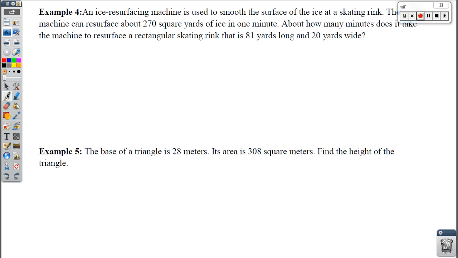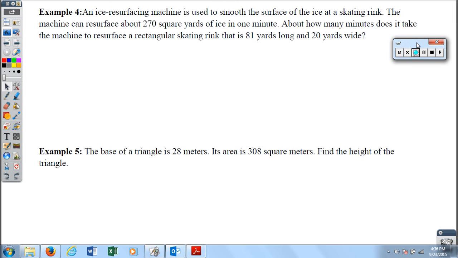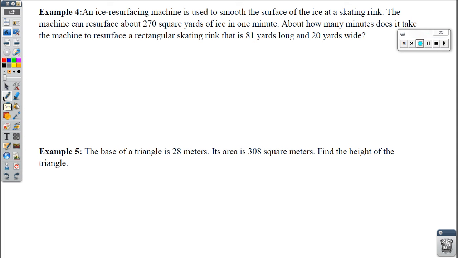Example 4. An ice resurfacing machine is used to smooth the surface of the ice skating rink. The machine can resurface about 270 square yards of ice in 1 minute. How many minutes does it take the machine to resurface a rectangular skating rink that is 81 yards long and 20 yards wide? So 81 on one dimension, 20 on the other dimension. And we want to know how many minutes it takes.